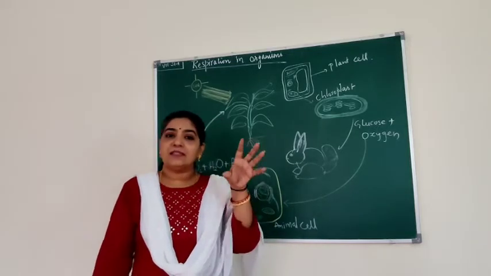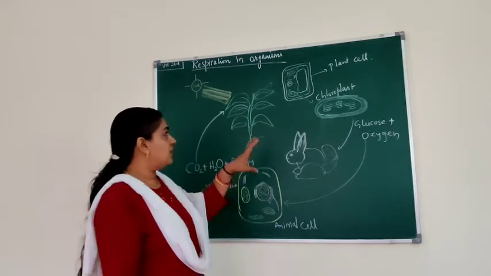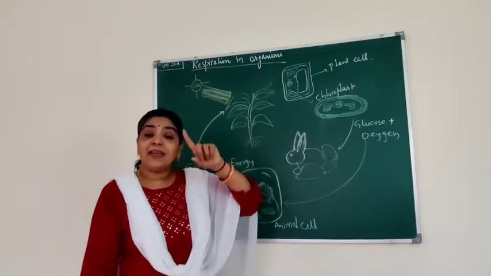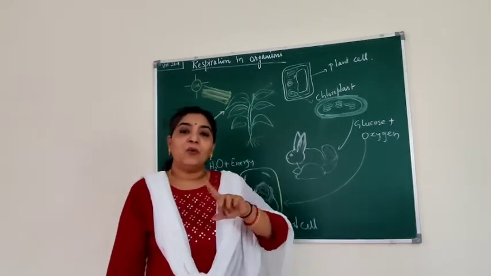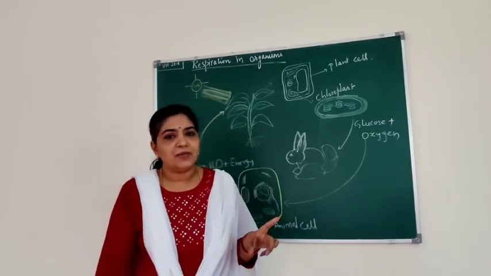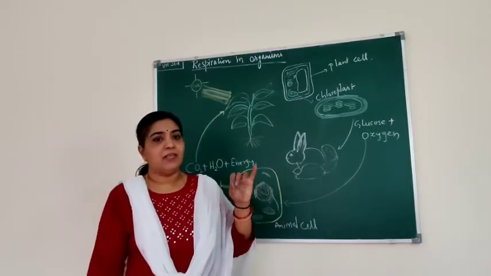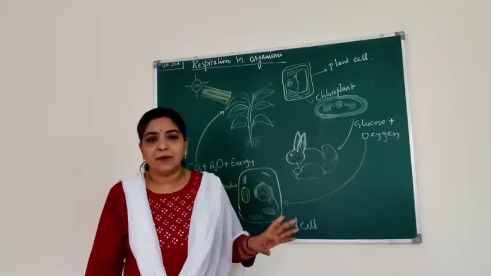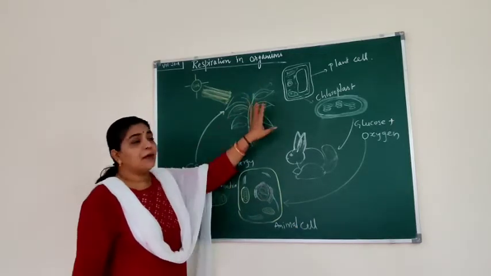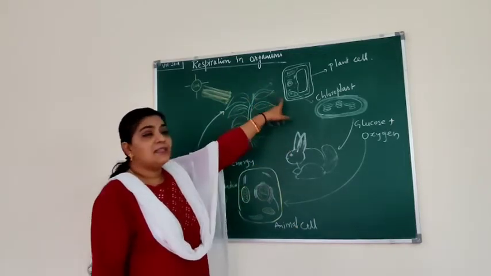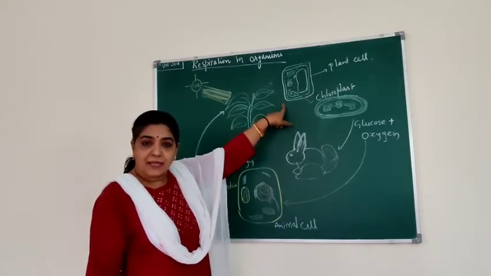So where does this process take place? The process takes place in the leaf. Where exactly in the leaf? You know very well, all living organisms are made up of cells. Whether it is plants or animals, they are made up of cells. So the entire plant body is made up of cells. This is the structure of a plant cell.